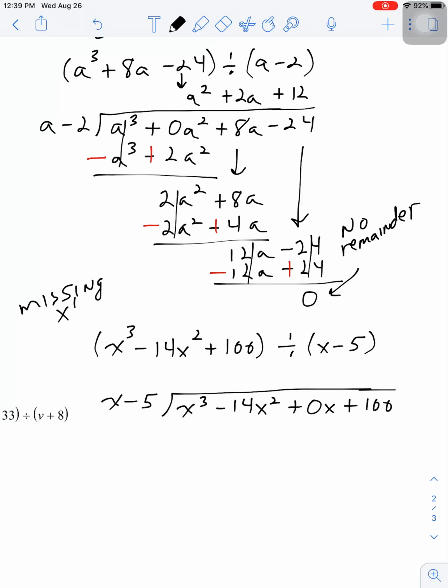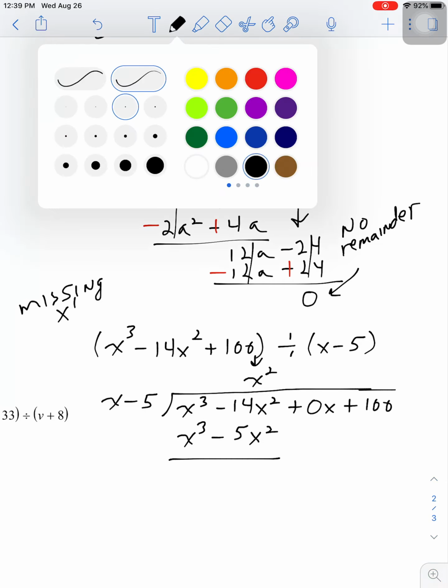So I would say in terms of long division, calculation mistakes and missing terms are the #1 mistake. All right, so start term back. What times x gives you x cubed? X squared, so x squared times x gives you x cubed. X squared times a -5 gives you a -5x squared. And then we have to subtract.